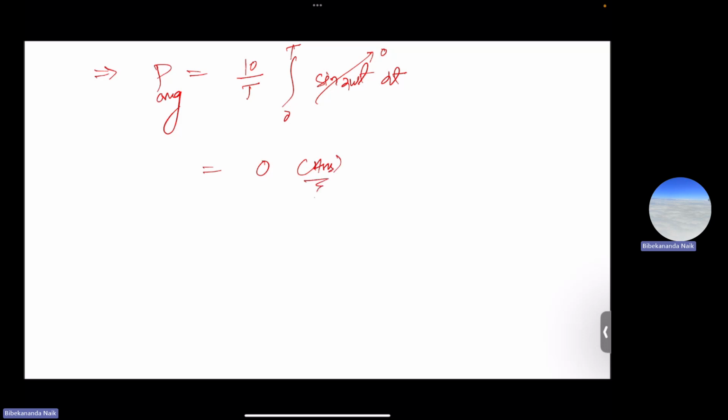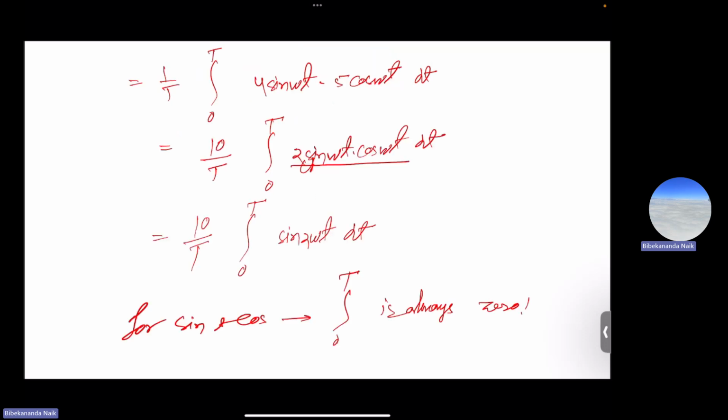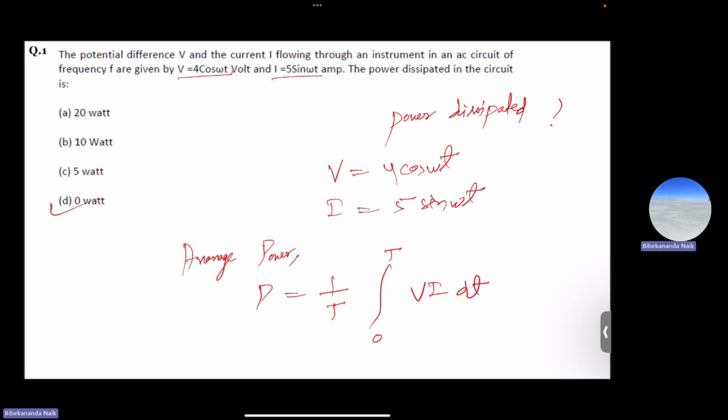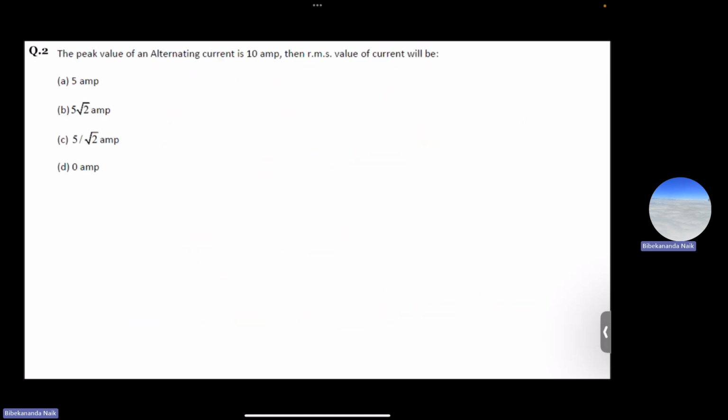So the average power dissipated over a cycle will be 0. So the correct option is option D. I hope this is clear to everyone. Now we will move to question number 2.